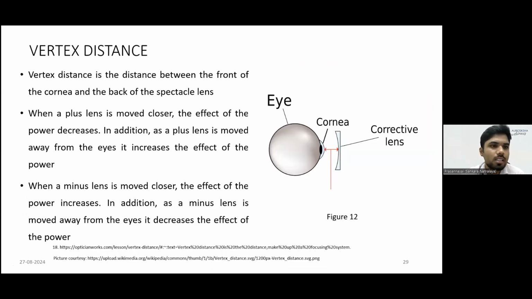So vertex distance is the distance between the front surface of the cornea and the back surface of the lens. So why is vertex distance important? Because when a plus lens is moved closer, the effective power decreases. And when a minus lens is moved closer, the effective power increases. That means if the patient is shifting from spectacles to contact lenses and the refractive error is greater than 4 diopter, the vertex distance should be calculated. And if a patient has a higher amount of refractive error, greater than 7 or 8 diopter, in those cases also, vertex distance should be considered. The ideal vertex distance should be around 12 mm.